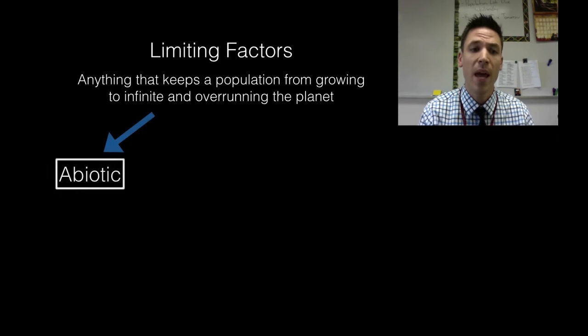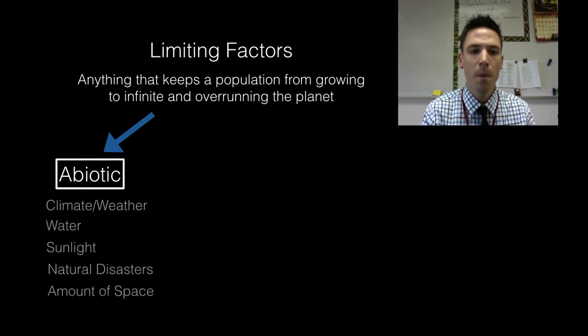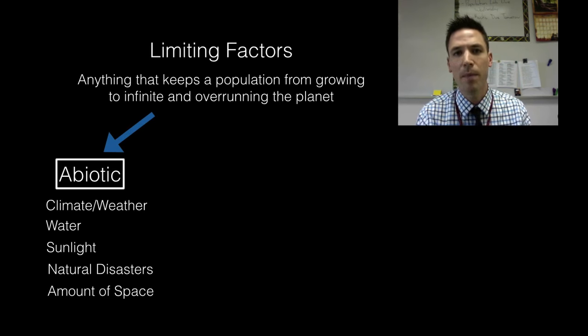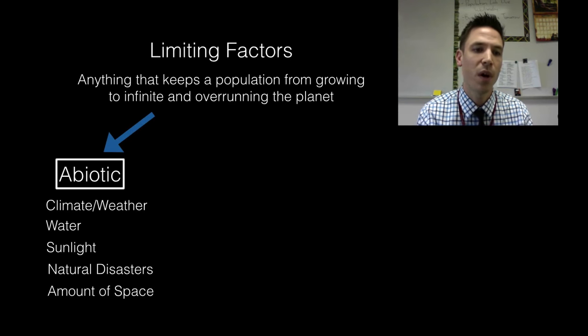We'll start with some abiotic limiting factors, in other words, non-living parts of the ecosystem that limit population growth. Just to name a few, things like climate and weather. If your climate is dry, you're going to expect the plant population there not to be as high as, let's say, a rainforest. The availability of water and sunlight also will limit the population and keep it from growing to infinity. Even something like a natural disaster, so if a wildfire breaks out, that's going to cause my population to fall, and it might not be as high as it once was because the ecosystem was destroyed by this fire. It's going to take some time for it to rebound.